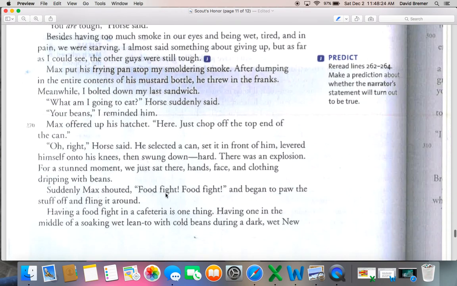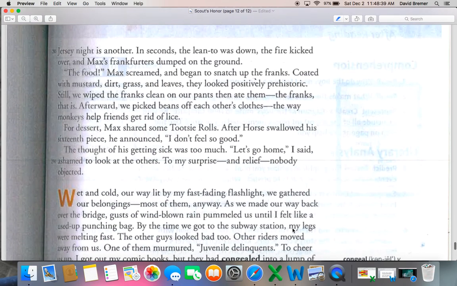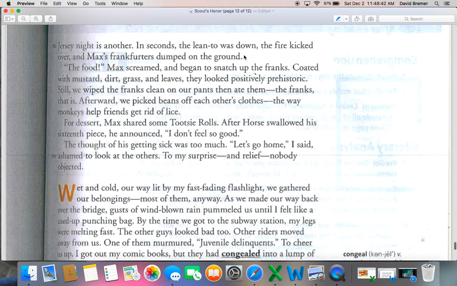Suddenly, Max shouted, "Food fight!" and began to paw the stuff out and fling it around. Having a food fight in the cafeteria is one thing. Having one in the middle of a soaking wet lean-to with cold beans during a dark, wet New Jersey night is another. In seconds, the lean-to was down, the fire kicked over, and Max's frankfurters dumped on the ground. "The food!" Max screamed and began to snatch up the franks. Coated with mustard, dirt, grass, and leaves, they looked positively prehistoric. Still, we wiped the franks clean on our pants, then ate them.